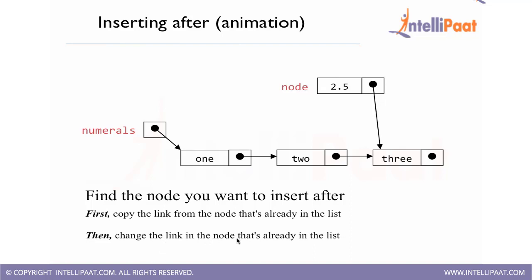Change the link in the node that's already in the list. So we need to change the link of this to this. First we have to dereference it and assign it again. So this is how we can insert into the linked list. So now when we traverse the linked list, it will be like this element, then this element, then this element, then this element.